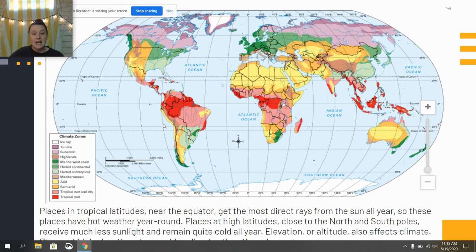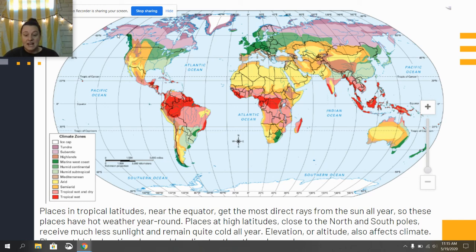Now, places at high latitudes. So you can see all of this purple up here, right? This is a high latitude. These are receiving a lot less sunlight. So it's still light there, but the rays of the sun are not as strong. And so that's a simple way of understanding why those places are colder all year round.